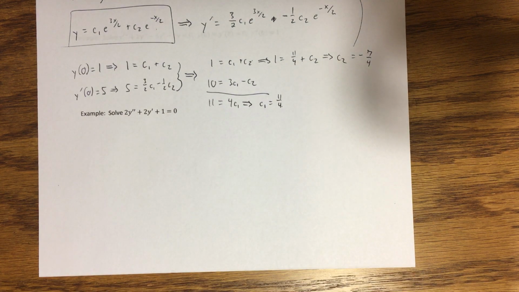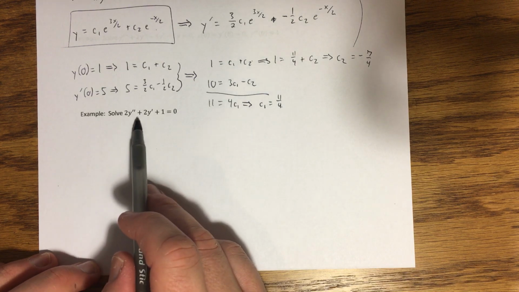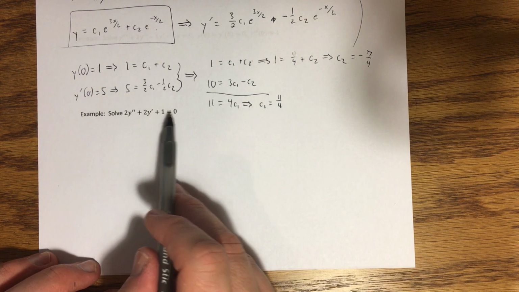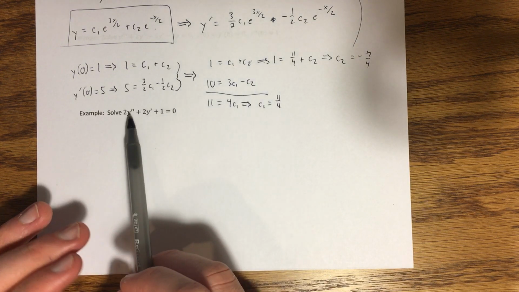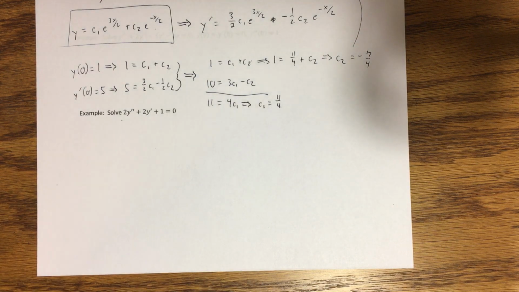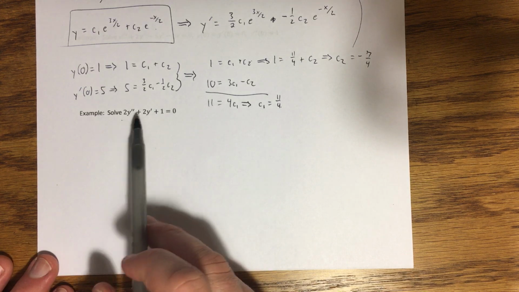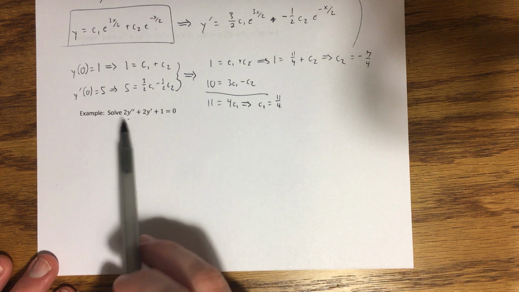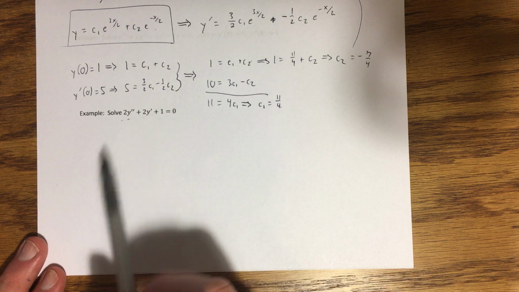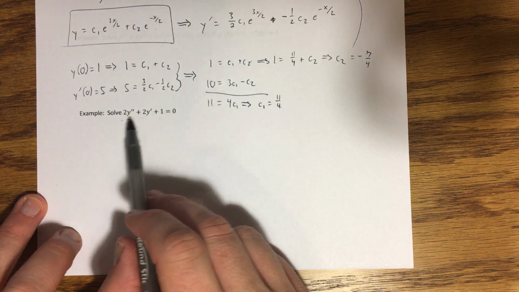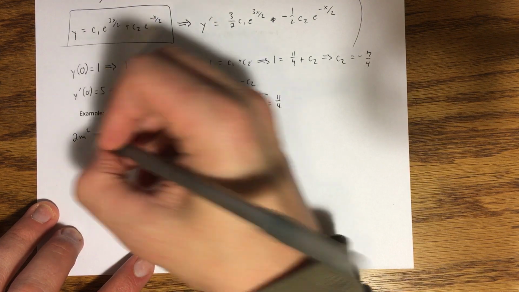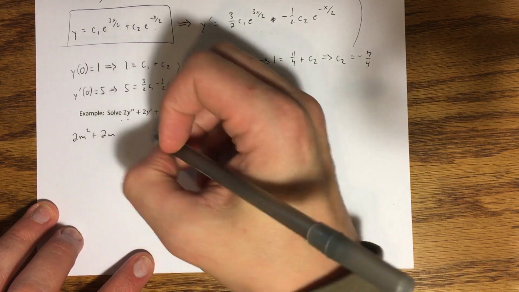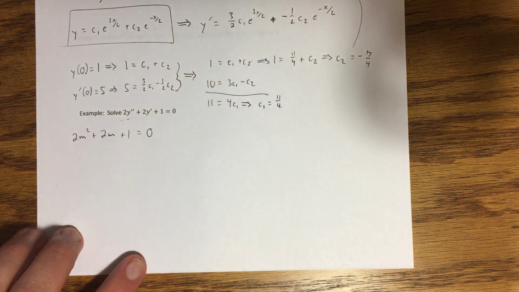This time, we're going to solve 2y double prime plus 2y prime plus 1 equals 0. Now if I try factoring this, if I keep working at it, I'm going to find that I'm having a hard time doing that. So I'm not going to solve this by factoring. I'm going to use the quadratic formula instead. Actually, sorry, let me first find the auxiliary equation. It would be 2m squared plus 2m plus 1 equals 0.